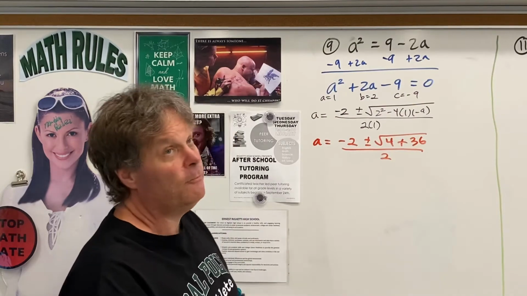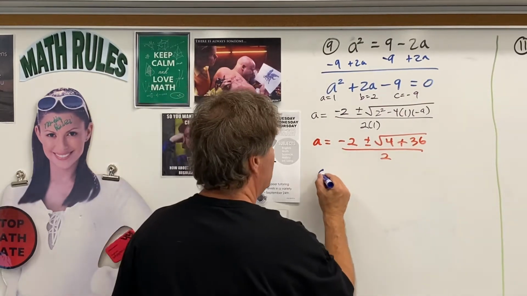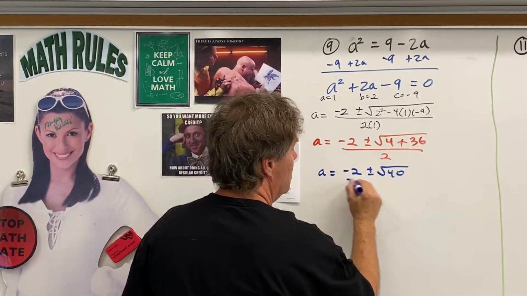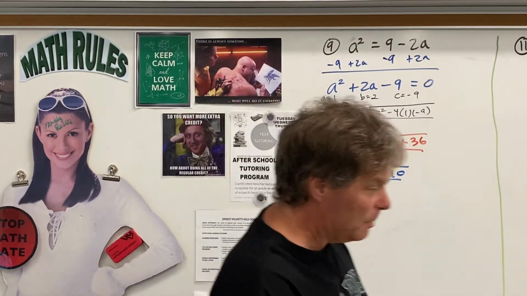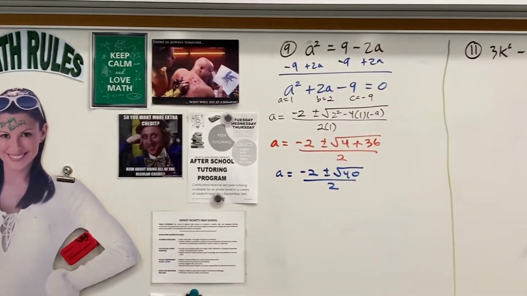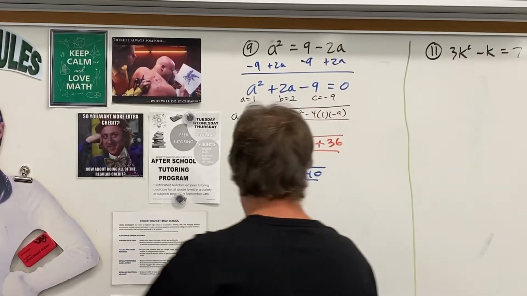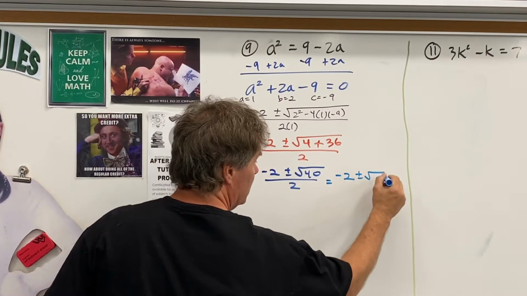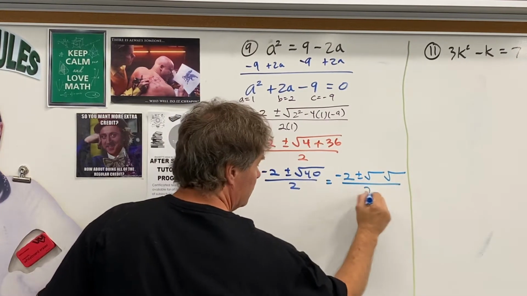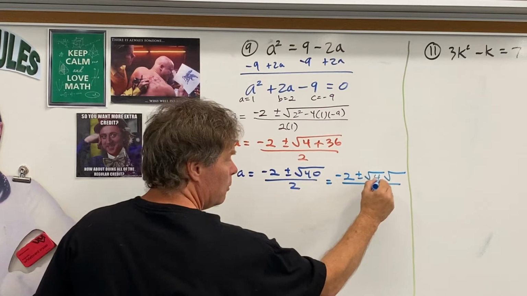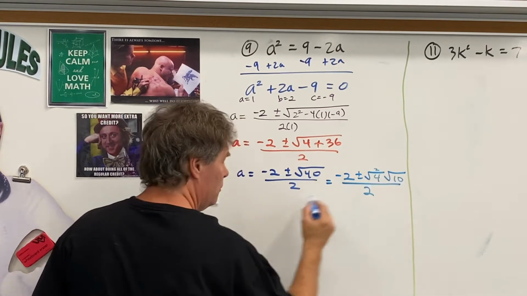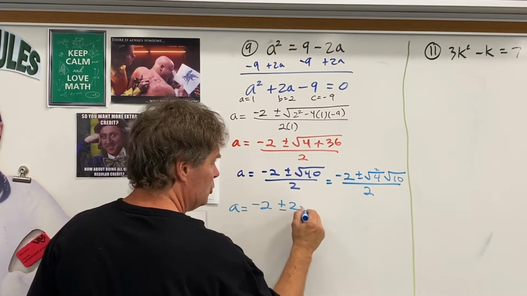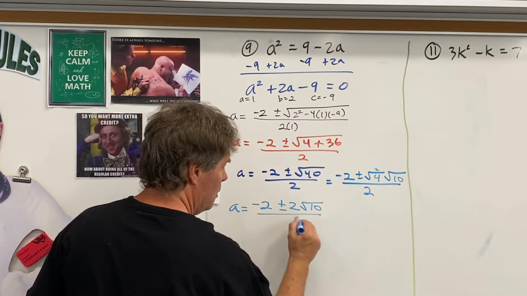Now, 4 plus 36 is 40. So we get a equals -2 plus or minus square root 40 over 2. Now we have to simplify square root 40. Remember, that's all that square root pretty, square root ugly stuff. So we get -2 plus or minus square root pretty, square root ugly over 2. What's pretty about 40? It's going to be 4. What's ugly? 10, and square root 4 is 2. So it's going to be a equals -2 plus or minus 2 root 10 over 2.